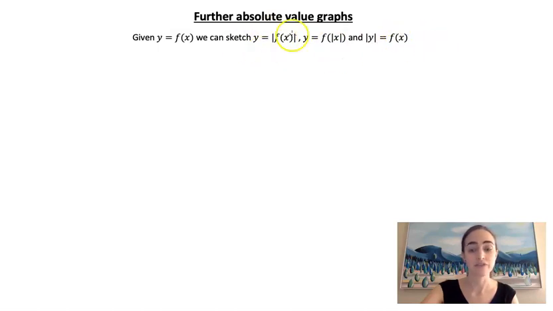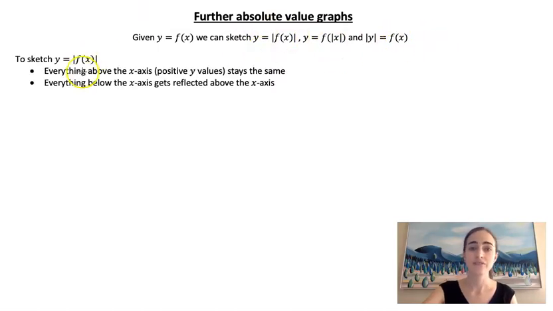Let's start with this first one. Sketch the absolute value of our function. Everything above the x-axis, so everywhere we have our positive y values, is going to stay exactly the same. And that makes sense because when you take the absolute value of something, you're making it positive. If it already is positive, it's just going to stay the same. If it's negative though, so everything below the x-axis, that's going to get reflected to be above the x-axis. So it's going to have the same magnitude, so if it was -4, it's now going to be 4. Same magnitude, same size, different direction, different sign.